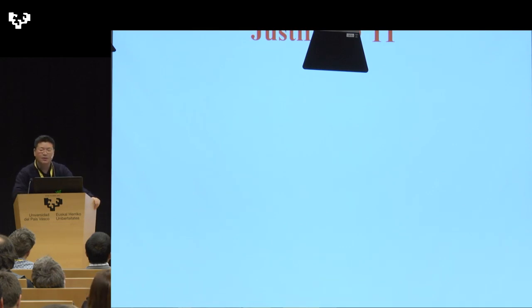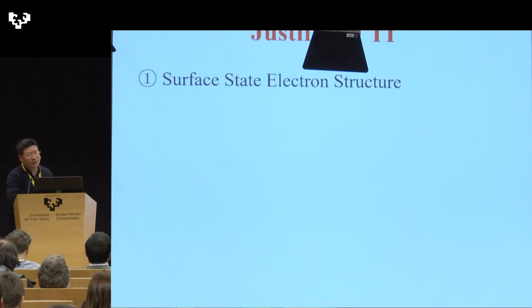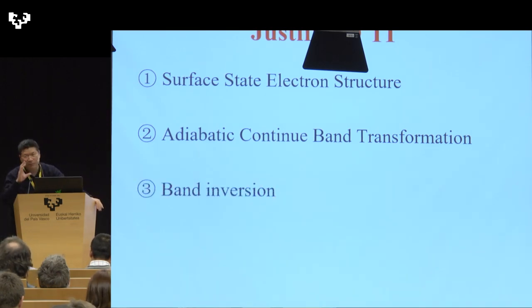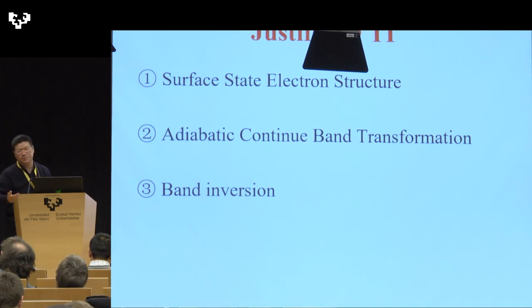So how do we check if a material is a 3D topological insulator or not? You can calculate the surface states, which connect two bands, and then check whether it is topological. You can also check whether there is band inversion. Band inversion means that at one high symmetry point in the Brillouin zone, the S band is higher than the P band, while at another high symmetry point, maybe P is higher than S.